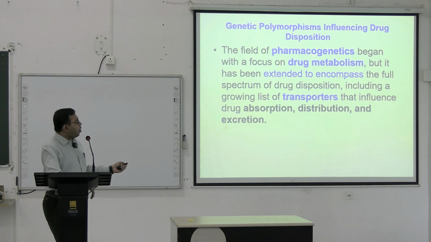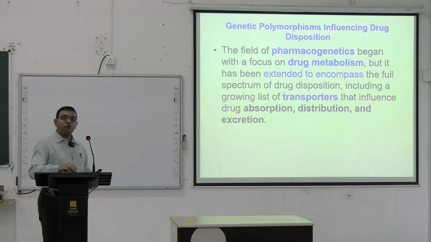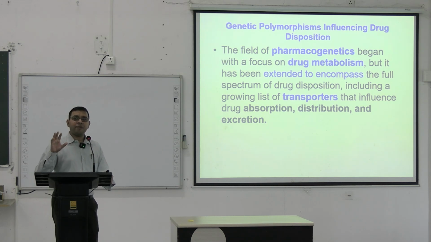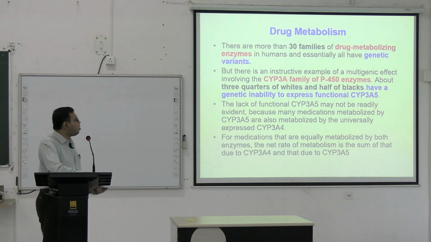So the field of pharmacogenetics began with a focus on drug metabolism, transporters, absorption, distribution, excretion, everything. From drug absorption, distribution, metabolism, elimination, drug transporters, how the drug acts, drug targets, all of these are affected by pharmacogenomics and pharmacogenetics.